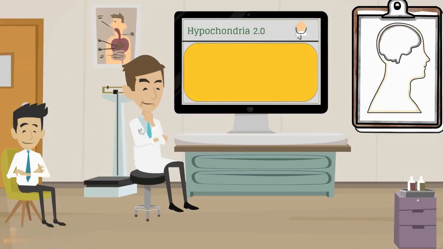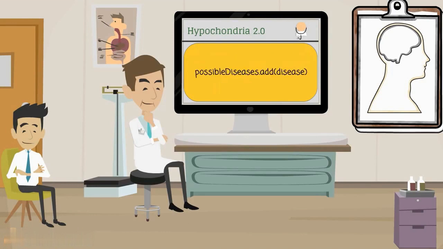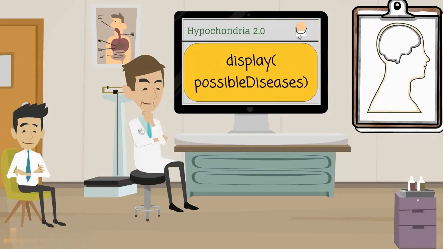Let's see again what we programmed. First we stored the variables. Then we started a loop. In the loop we compared the symptoms from several diseases to the symptoms from the patient. Then we stored the matching diseases into a list. And finally we displayed the list of the possible diseases to the user.